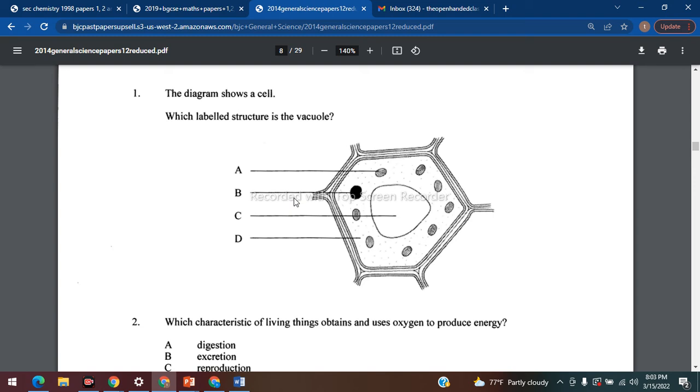Which labeled structure is the vacuole? C. Who says C? Nathan says C. Any other answers? I think B. You think B?